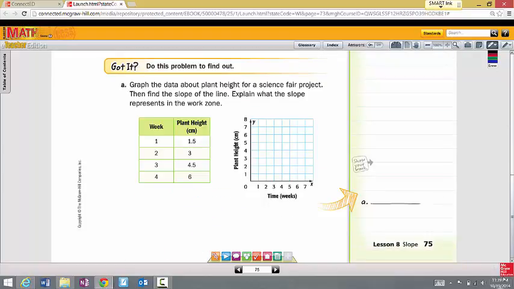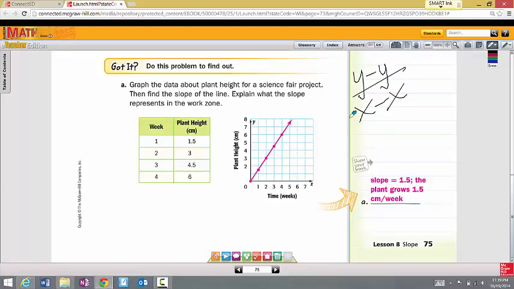Explain what the slope represents and graph the data about the plant height for the science fair project. Okay, so I'm not going to be able to graph this because of the point, so I'm going to turn my answers on so you can just see what it looks like. So this is what the line looks like after you graph it. Now when you calculate your slope, y minus y over x minus x, I wouldn't use the decimals. You could, I wouldn't.